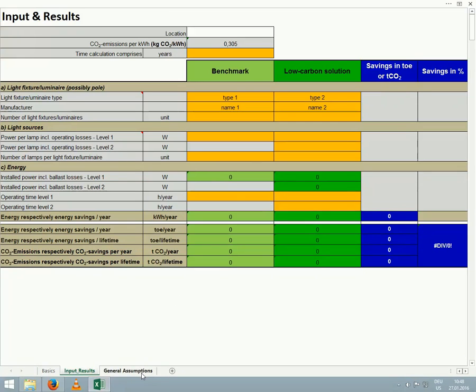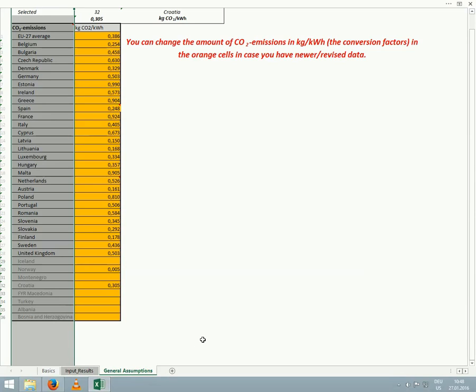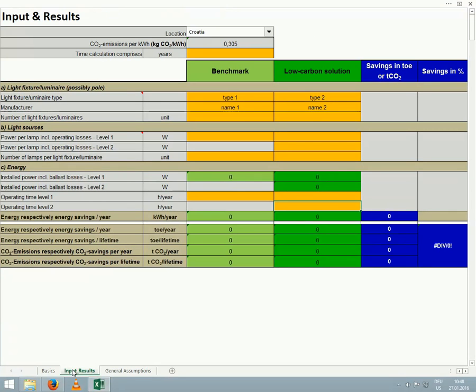Note that on the General Assumptions worksheet, you can review the assumed value of emissions per kilowatt hour for the countries listed. If you believe that you have a more accurate value for your country, you can adjust the value on this worksheet, and the calculator will adjust its output accordingly. For now, we will not change anything, and we will continue with our inputs.